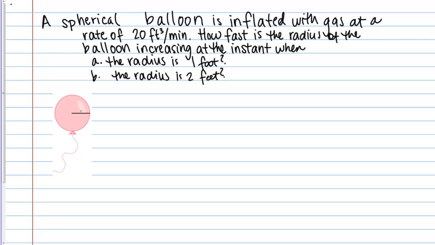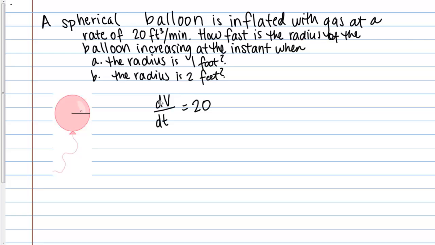We want to think about what rates we know and what rates we're trying to find, and then associate those rates with the variables we've established so far. So let's think about what we know. We're told that a spherical balloon is being inflated with gas at a rate of 20 cubic feet per minute. That 20 cubic feet per minute is the rate of change of the volume of the balloon. So I would write dV/dt equals 20. This is the rate I know.